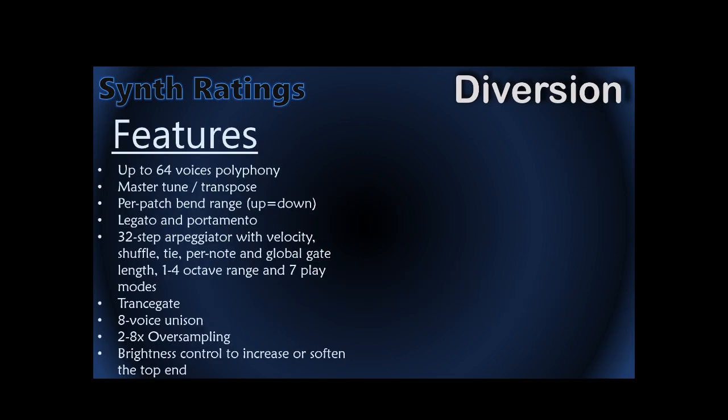Features. The synth can have up to 64 voices of polyphony. You have master tune and transpose and per patch pitch bend range. You can only set the pitch bend range to be the same in both directions. In some synths you have the possibility to differentiate between the two, but not here. You have legato and portamento for those slides.